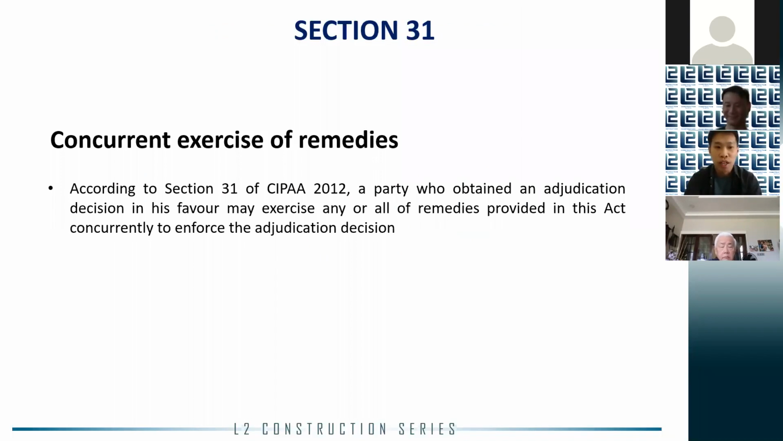So we have gone through sections 28, 29, and 30. They all sound like an attractive option, right? The good news is that you don't have to choose which one to exercise because Section 31 allows the winning party to exercise all remedies concurrently. This means a winning subcontractor, just for example, can simultaneously suspend work, request for direct payment from the employer, and also bring the main contractor to court for enforcement proceeding.